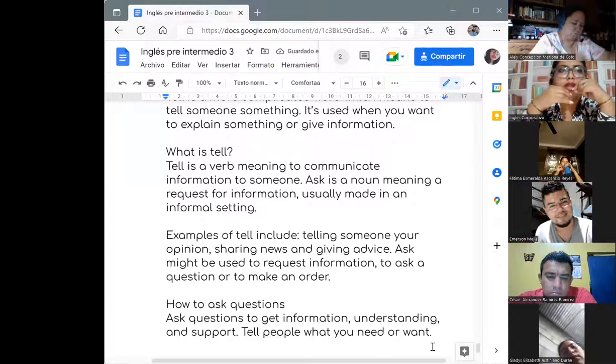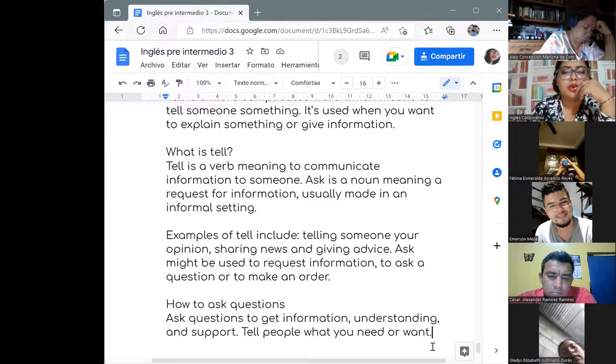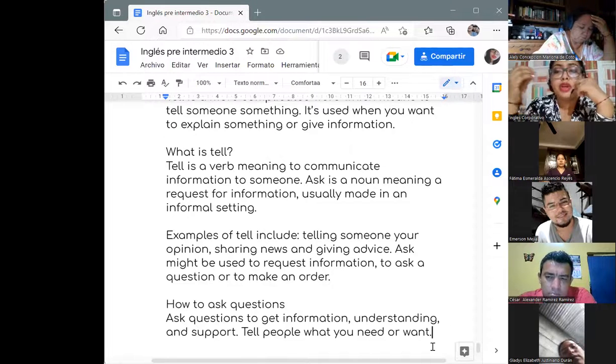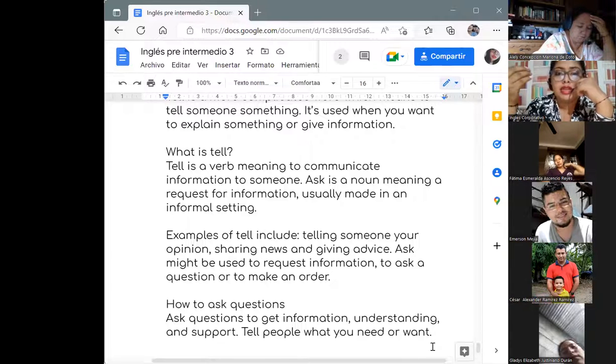So in this case, what is the purpose of making questions with tell and ask? When you are using ask or you are asking questions, you need to get information. You need information, that is the base thing that you are going to do with ask. But also you are asking for understanding. You need people to understand what is your point in this case. And also you are asking for support in a decision, in a new job or something like that. And when you are using tell, you are telling people what you need and what you want. So in that case, you are expressing your desires too.